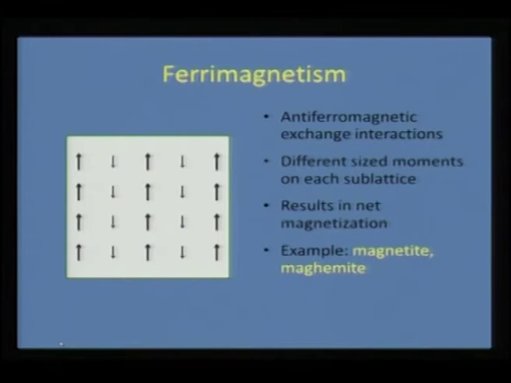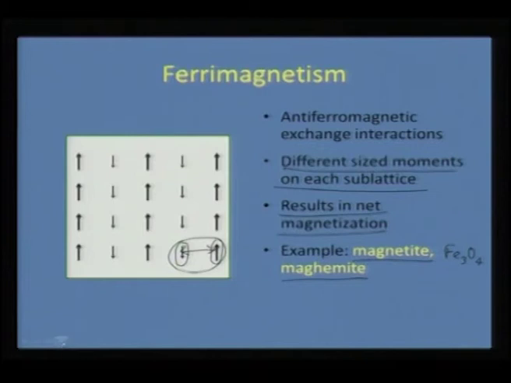And there is another interesting situation where you have antiferromagnetism, but this is not purely antiferromagnetism because the two dipoles are exchange coupled, but the magnitude of this dipole is less compared to the magnitude of this dipole, therefore there will be a net resultant magnetization, as in the case of magnetite or maghemite. So, these are compounds, for example, magnetite is Fe3O4, which is not a ferromagnet per se, but a ferrimagnet, and different sized moments on each sublattice are noticed in this sort of ferrimagnet.